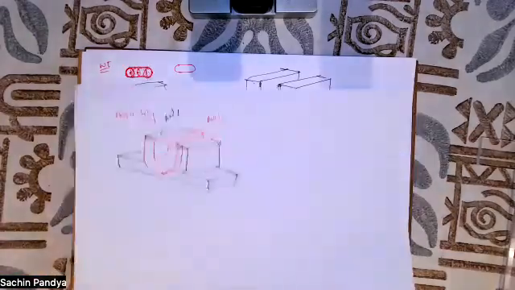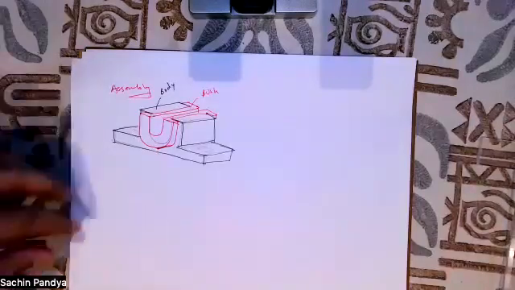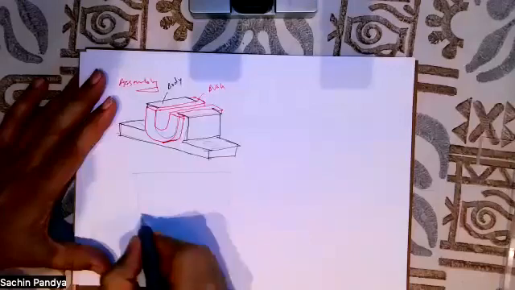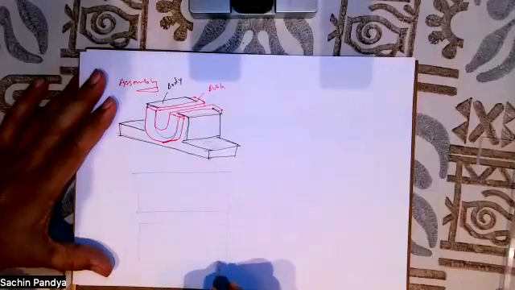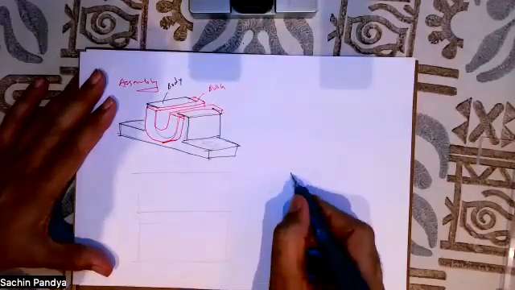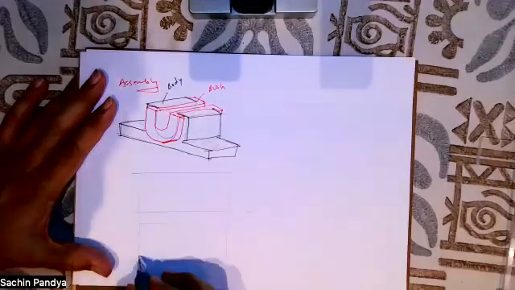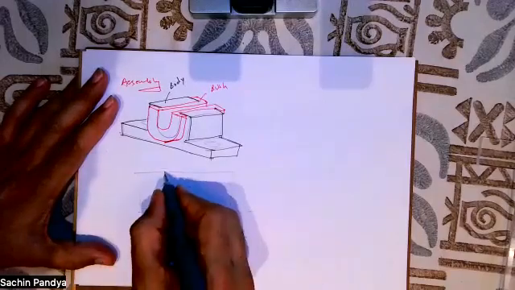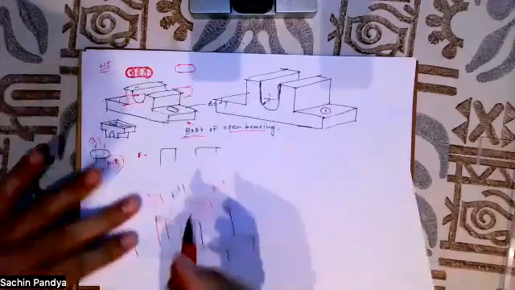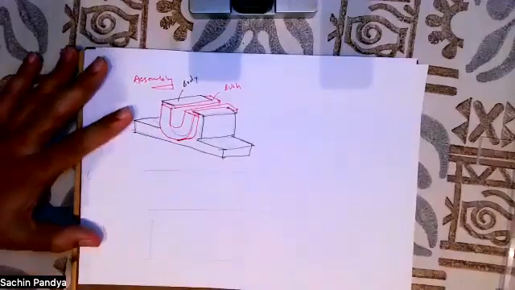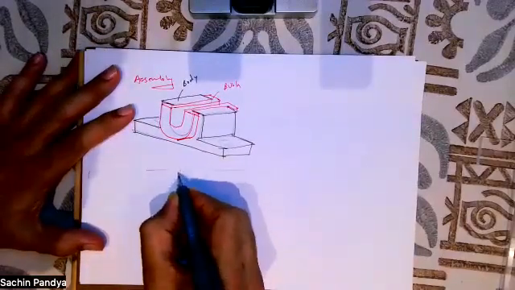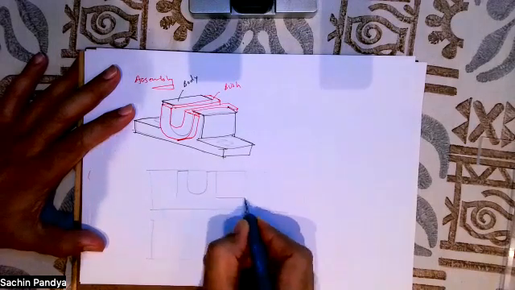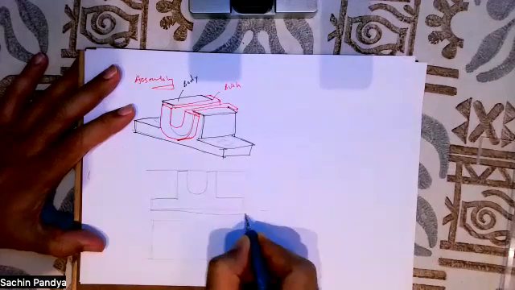Now I need to draw orthographic. I will draw the front view first. They'll ask you any two views in the exam, either front view and top view or front view and side view, so you don't have to worry. Don't take too much tension. Looking at this, first you draw the bush. I'm drawing with pencil, so it is light, then I'll do dark.